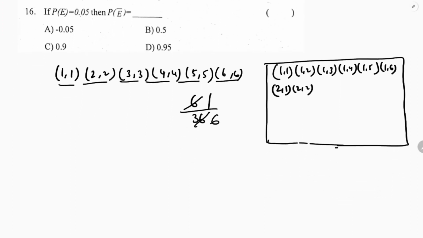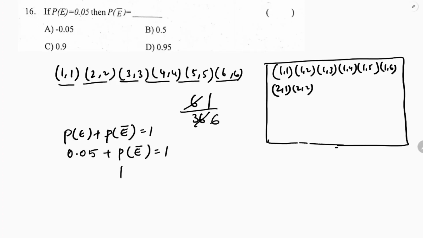Next one, probability of an event. So an important formula here also: probability of an event plus probability of a not event is 1. Probability of an event is 0.05. Probability of a not event is 1 minus 0.05, which is nothing but 0.95. So the correct option is D.